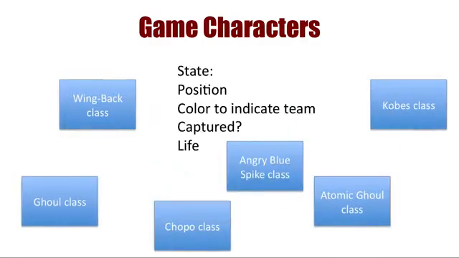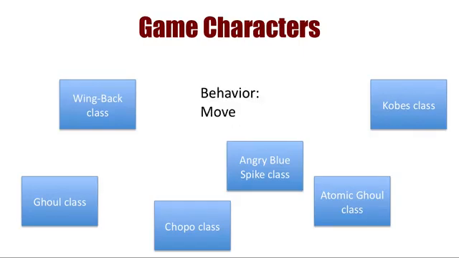For example, each object will occupy a current position on the game board. They can be assigned to a team color. Each object may or may not be captured, and each object will have a certain number of lives. We could consider this the state of a character. These characters also share a common behavior: to move.